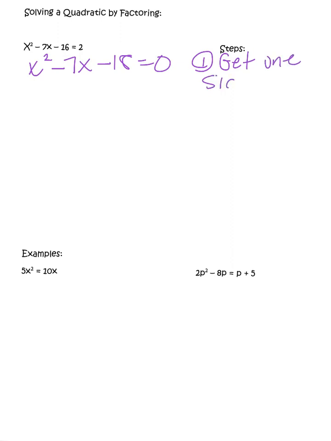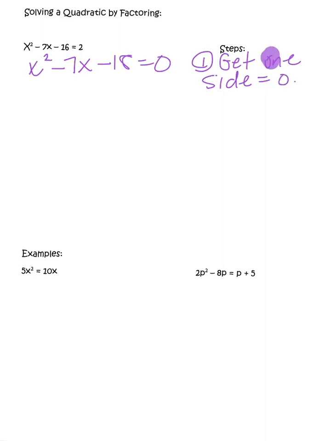To do this algebraically, the first thing we're going to do, in order to solve this one by factoring, is get everything on one side. So we're going to subtract that 2 over. I'm going to end up getting x squared minus 7x, and when you subtract that 2 over, you get negative 18 equals 0. So the first step is to get one side equal to 0.